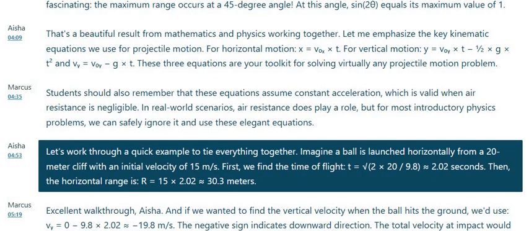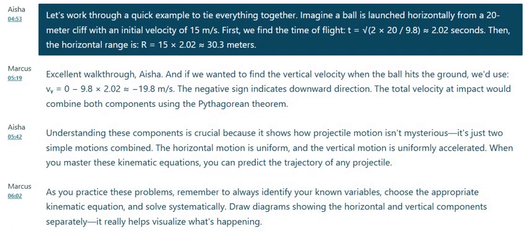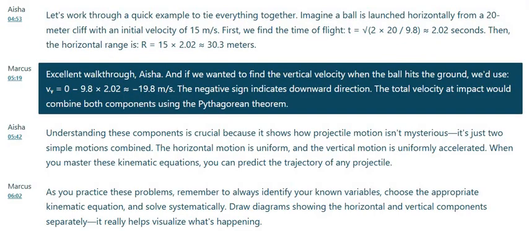Let's work through a quick example to tie everything together. Imagine a ball is launched horizontally from a 20-meter cliff with an initial velocity of 15 meters per second. First, we find the time of flight. t equals square root of 2 times 20 over 9.8, approximately 2.02 seconds. Then, the horizontal range is R equals 15 times 2.02, approximately 30.3 meters.